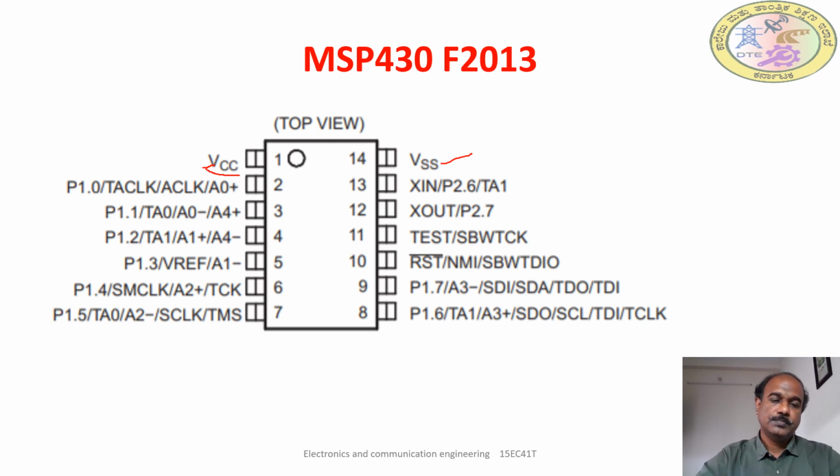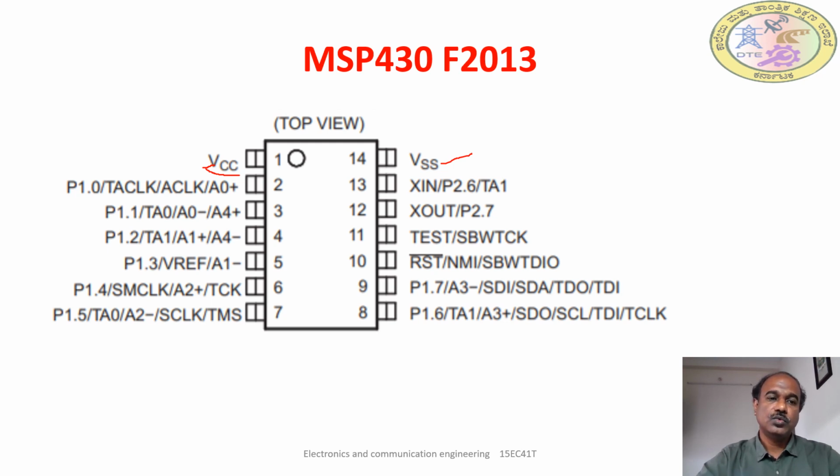Next, as you can see here, almost all the pins of this F2013 microcontroller are multiplexed. That means these particular pins, for example pin number 2, can function as either the port pin P1.0, or as the second function, TACLK, or as the third function, ACLK, or as the fourth function, A0+. So most of the pins of this F2013 microcontroller are multiplexed, that means they are capable of performing more than one function.